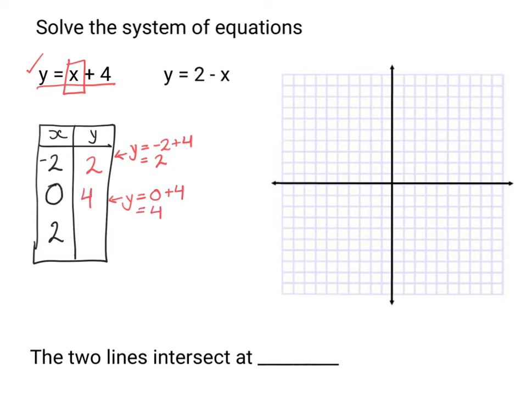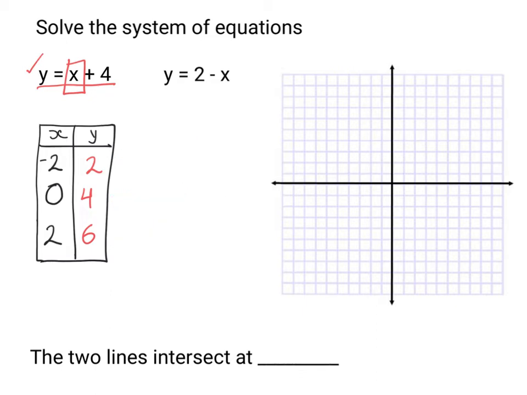Okay, moving on to the last Y value. Again, same equation, Y is equal to X plus 4, but instead of the X, well, it happens to be +2 here, so we'll write +2 plus 4. And 2 plus 4 is 6. So that's our last Y value.